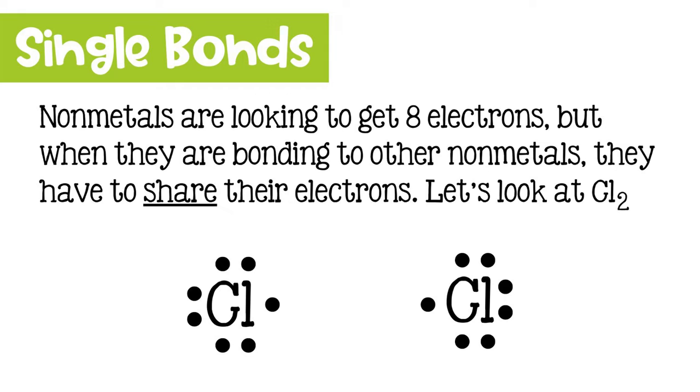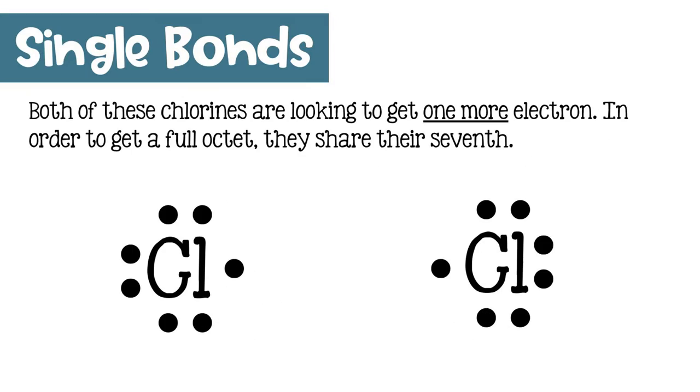So we already know that nonmetals are looking to get 8 electrons, but when they're bonded to other nonmetals, they have to share the electrons. So now let's see what that might look like by looking at Cl2, or two chlorine atoms bonded together. Notice how both chlorines have 7 valence electrons. They have 7 dots each.